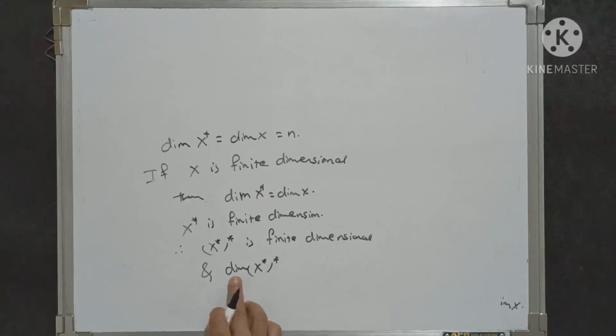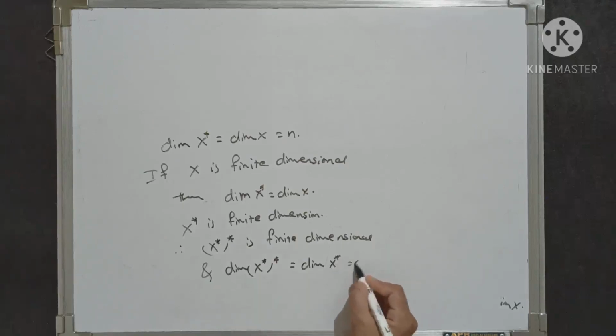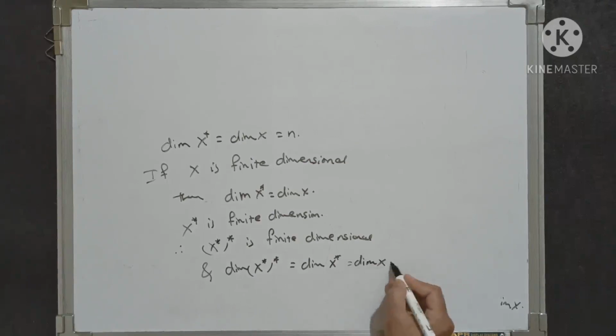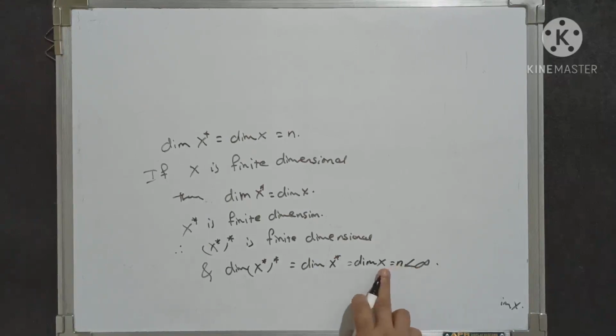The dimension of star of X star, that is the dimension of the second algebraic dual space, equals the dimension of the algebraic dual space. But the dimension of the algebraic dual space equals the dimension of X, and it equals n, which is strictly less than infinity. That means if X is finite dimensional, then the dimension of its algebraic dual space as well as the dimension of the second algebraic dual space are all the same, and they are also finite dimensional. This is the proof of the theorem about the dimension of X star.